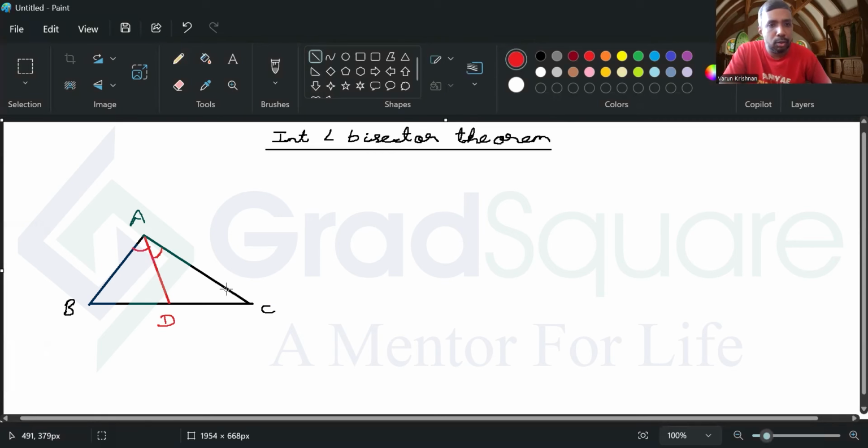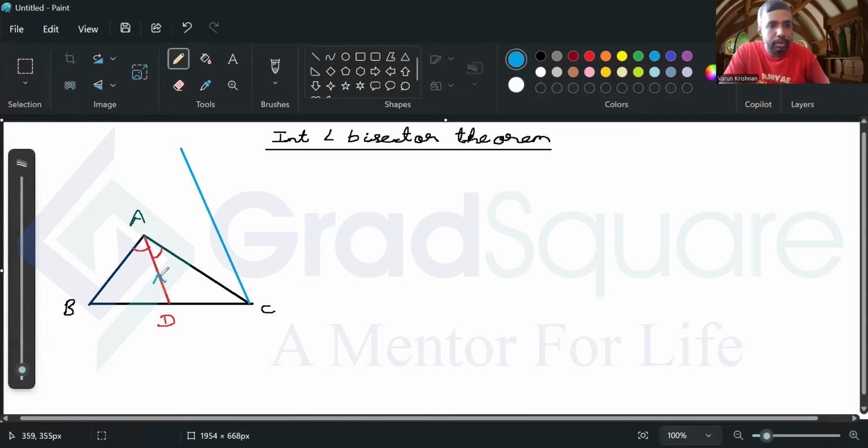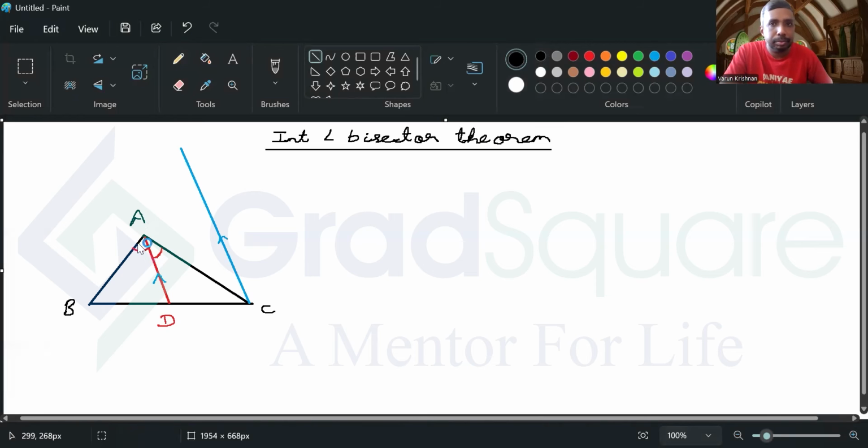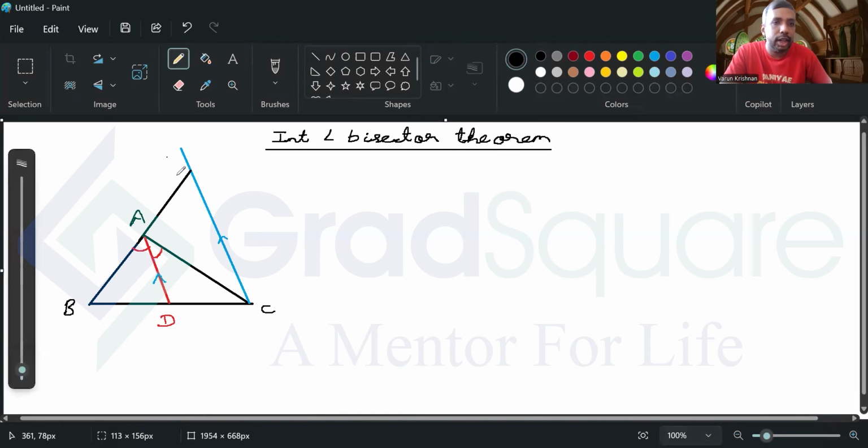To derive this theorem, what I'm going to do is, first, through this point C, let me make the construction in a different color. Through this point C, construct a straight line which is parallel to the interior angle bisector AD. So AD is parallel to this line. Then I'm going to extend BA till it meets this new straight line that I've constructed at a certain point, and I'll call this point, let's say, E.